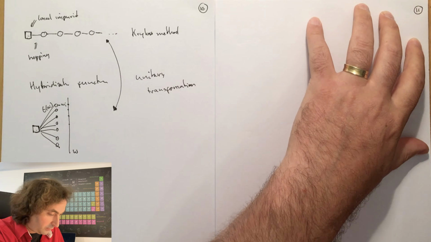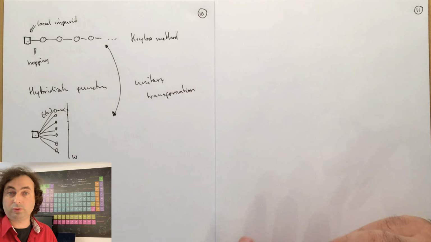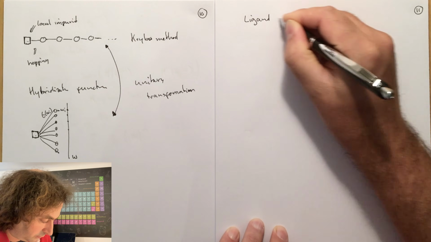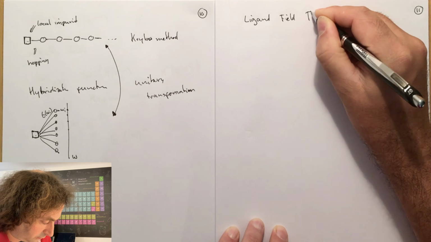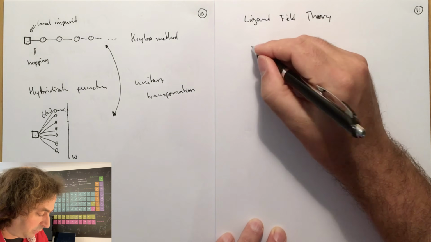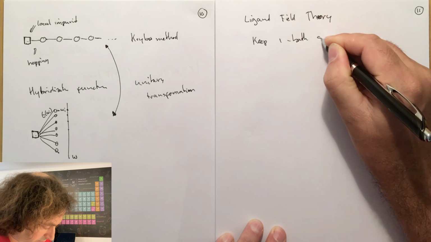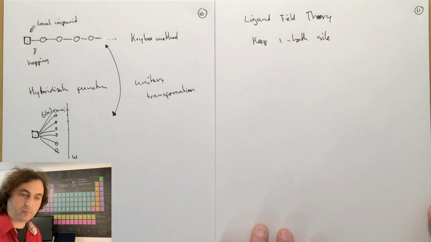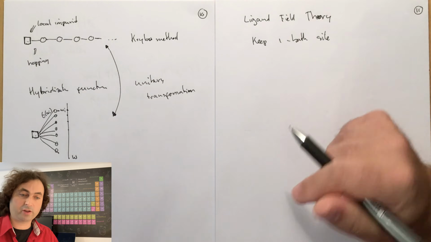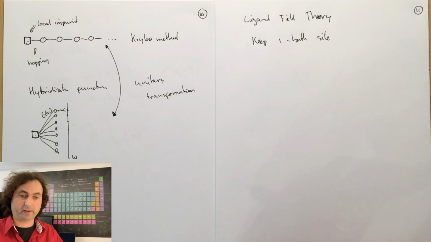Now, this is true for a general Anderson impurity model. What we want to focus on in this video is the ligand field theory. And in ligand field theory, we're going to keep one bath site. That's quite a big approximation. We'll lose all information about band formation, but for strongly correlated insulators, it's not so bad.